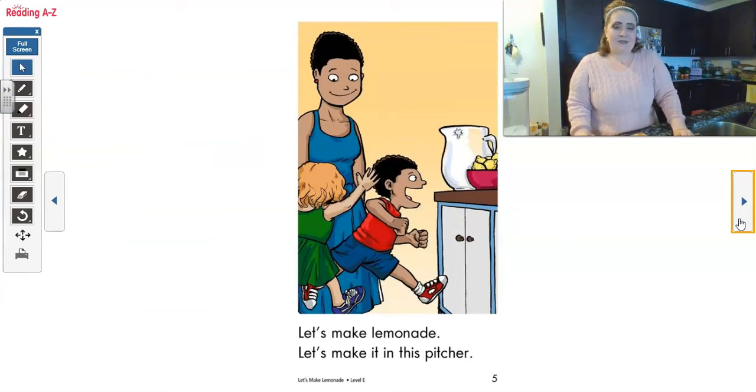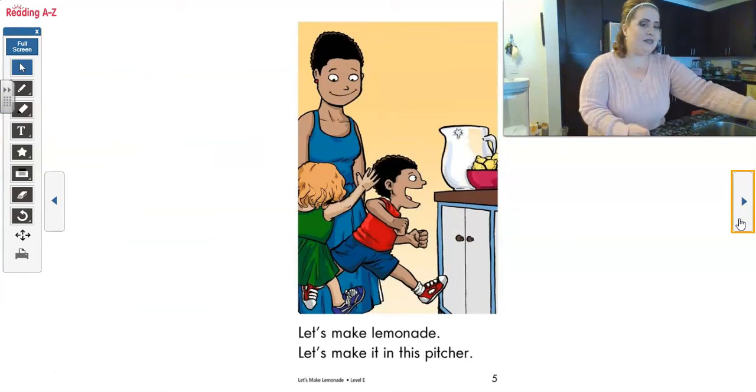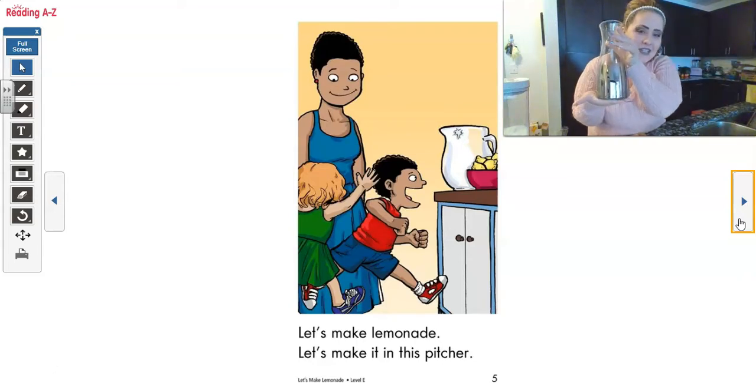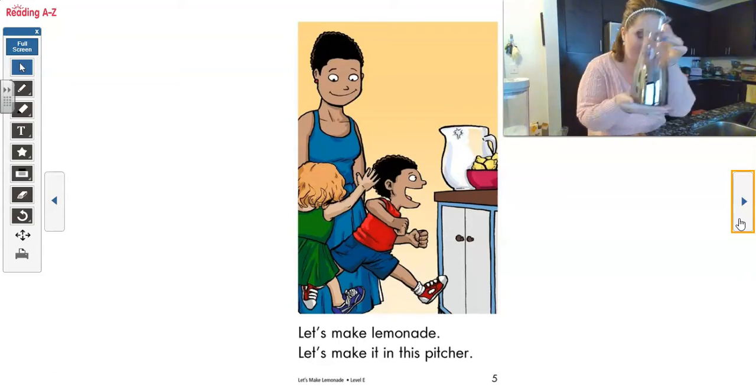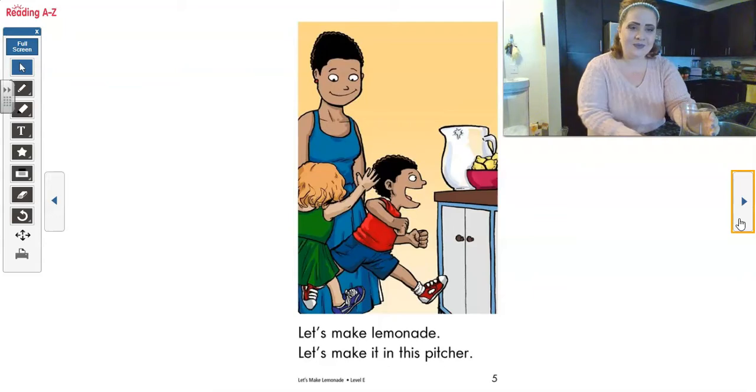Let's make it in this pitcher. All right, so that's the first thing we need to make lemonade. We need a pitcher. So I have a pitcher also.